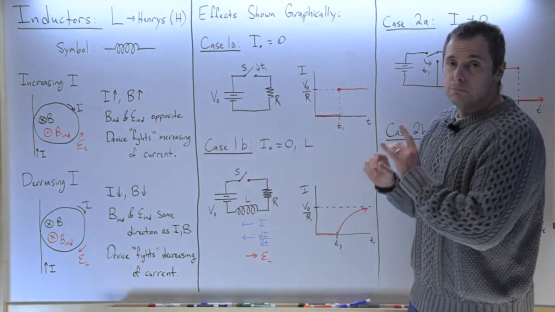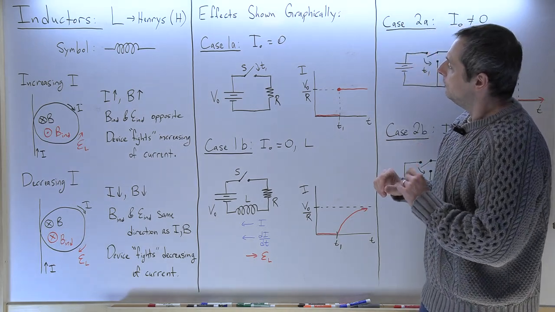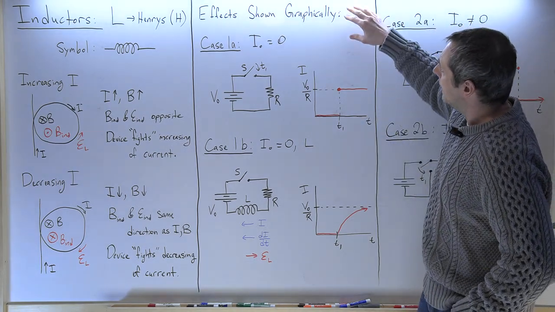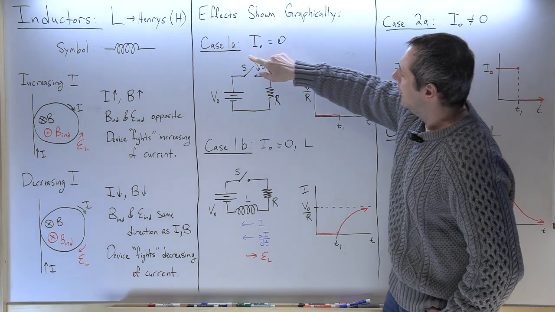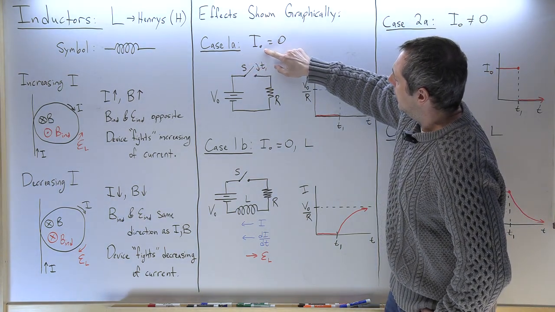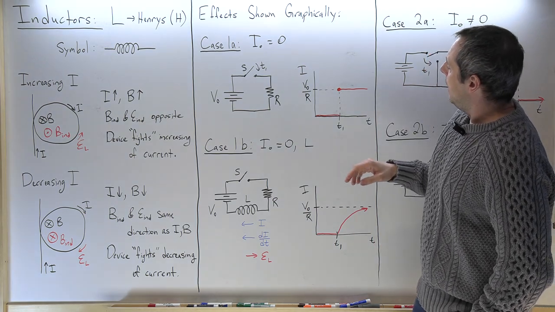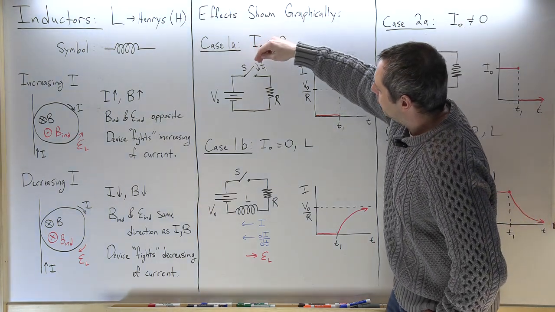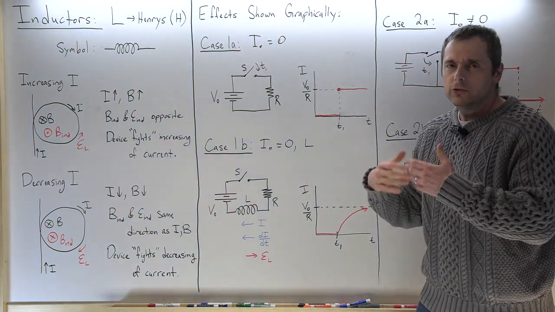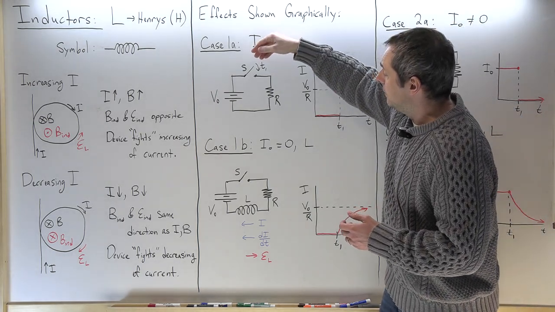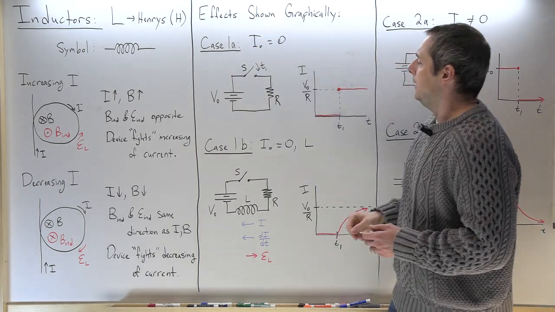Now let's take a look at some basic circuits and see how it's going to affect the current as a function of time. So the effects shown graphically. Case 1A is current begins at 0. You have this switch open. And then at time 1, I flip this switch down. So it's 0, 0, 0. And then at maybe 3 seconds into my experiment, I flip that down.